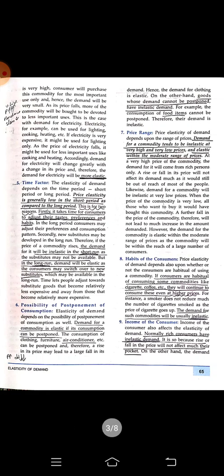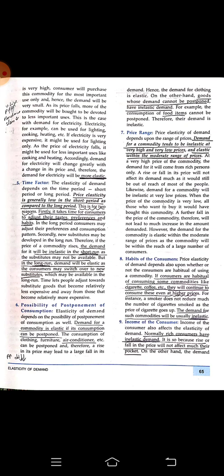Next, time factor. Price elasticity is generally low in the short run as compared to the long run. Price elasticity is very low in the short run. Why? There are 2 reasons. First, it takes time for consumers to adjust their taste, preference and habits. The demand is inelastic in the short run, because a newly introduced product will take some time to adjust itself in the market. Next, in the long run, the demand will be elastic, as the consumers may switch over to a new substitute.